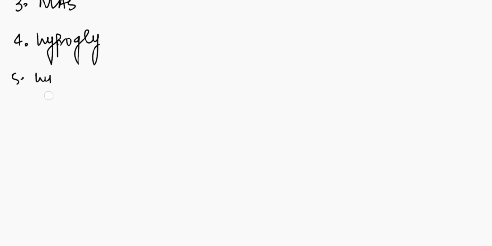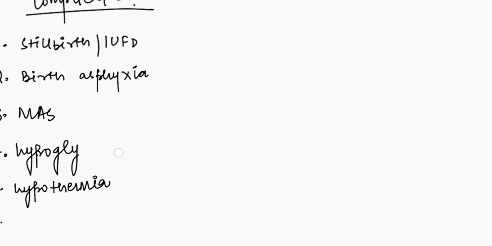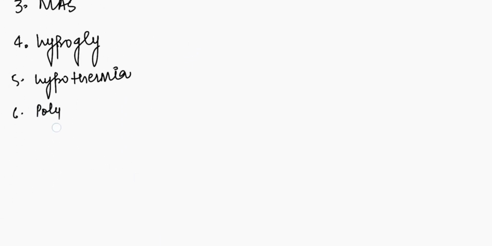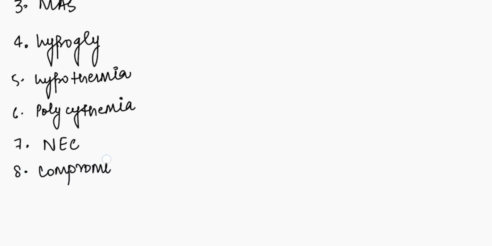Similarly, it can also lead to hypothermia because there is less fat. There is poor thermoregulation. Then we have polycythemia because chronic hypoxia in the fetus will stimulate increased erythropoietin production. Then we have necrotizing enterocolitis because of poor gut perfusion and immaturity. Then obviously there will be immune compromise. Then there can also be neurodevelopmental delay.